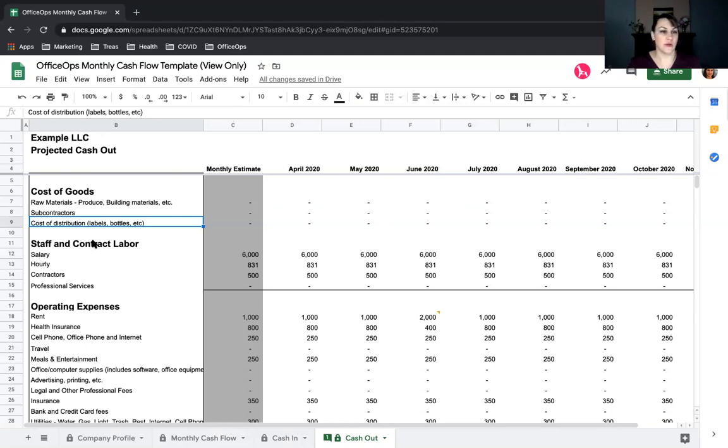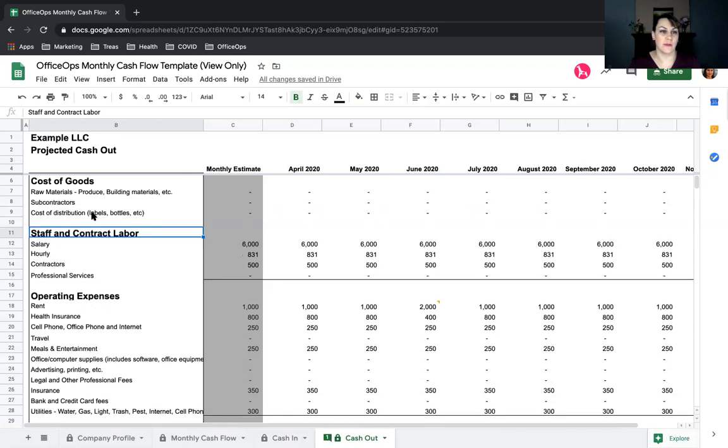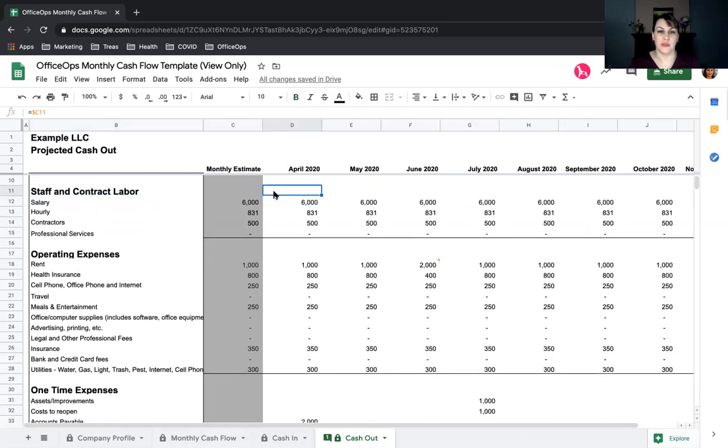Okay, so then we have staff. This is one item that's seeing more scrutiny now after the PPP. The PPP is a 2.5 times monthly payroll loan. So people are looking very closely at their projected staff expenses to see if they can cover that and to see if they need the PPP. So here we just have some simple projections. I have 3 employees times $2,000 a month equals $6,000 estimated salary per month through the end of the year.